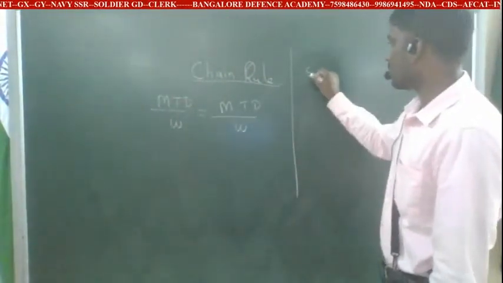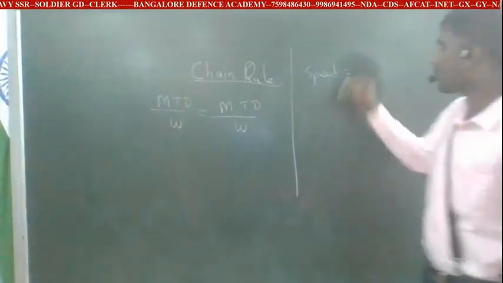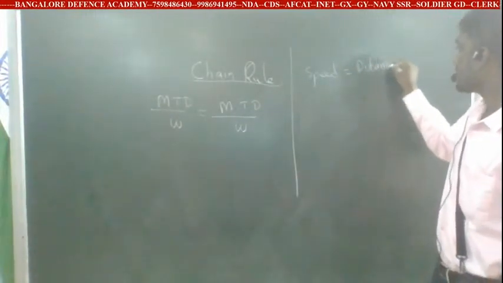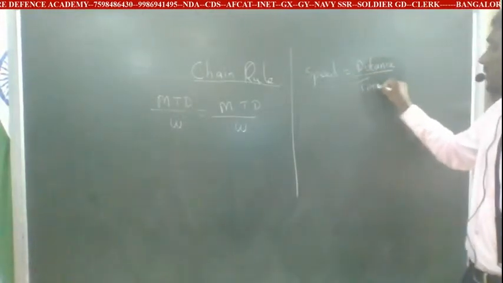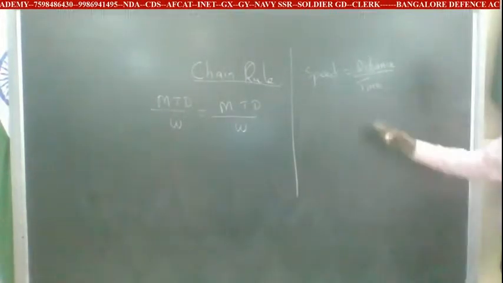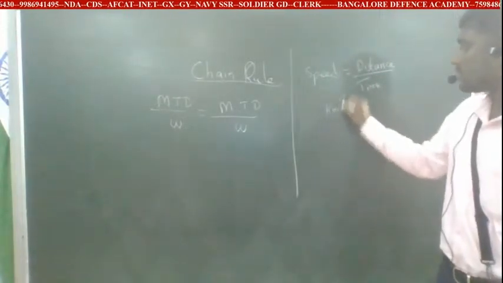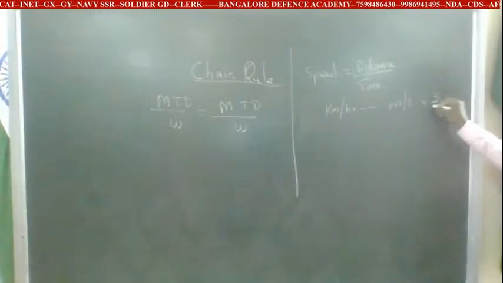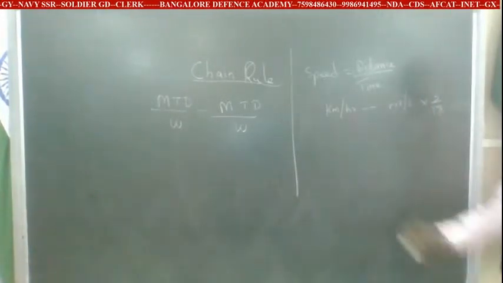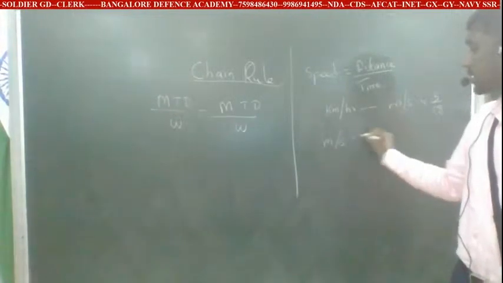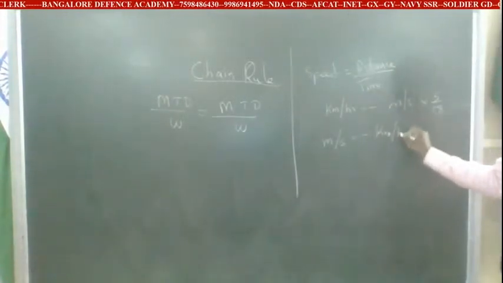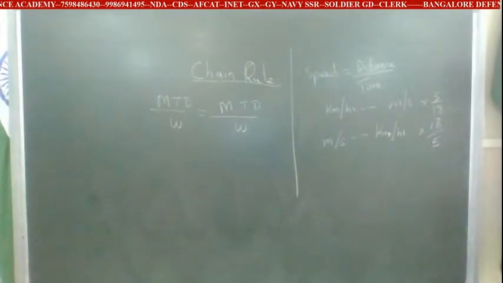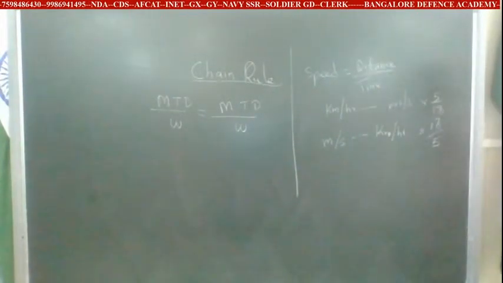And then when it comes to speed, the chapter of time, distance and speed, you have a formula: speed is equal to distance covered by time taken. Now here you have to be very careful with the units. If I want to convert kilometer per hour into meter per second, you have to multiply by 5 by 18. If you want to convert meter per second into kilometer per hour, you have to multiply by 18 by 5. This you have to be very careful about.